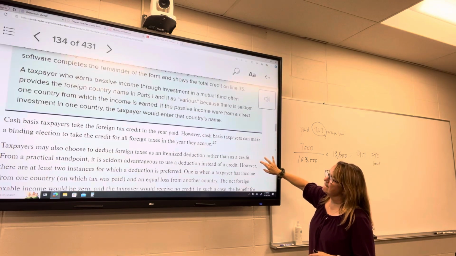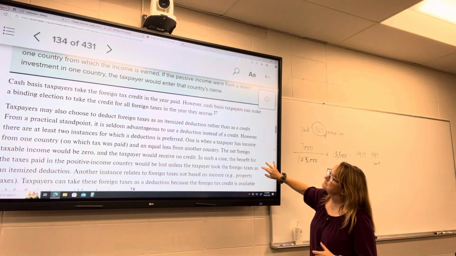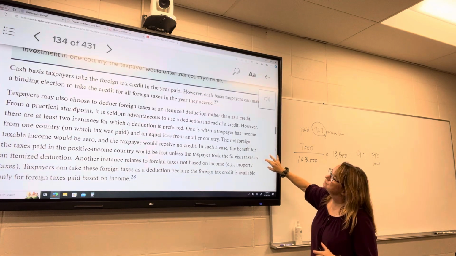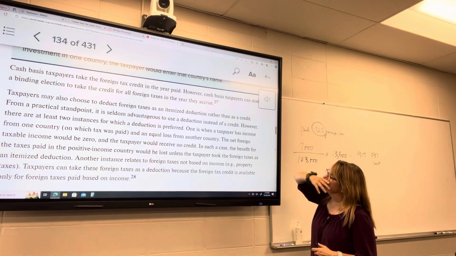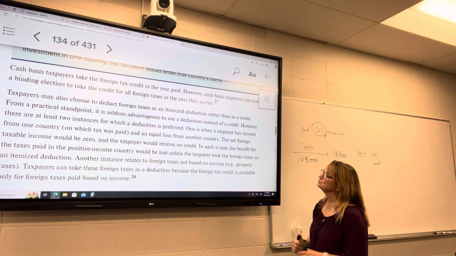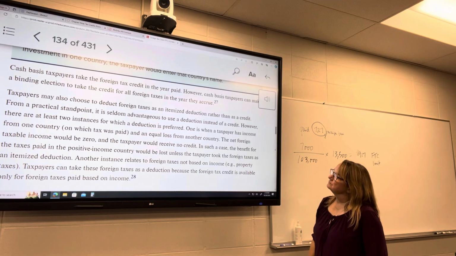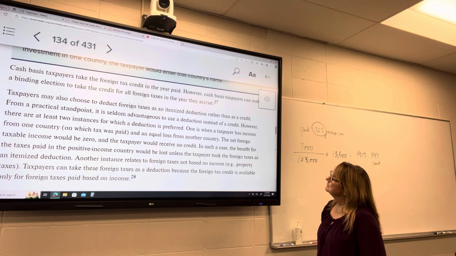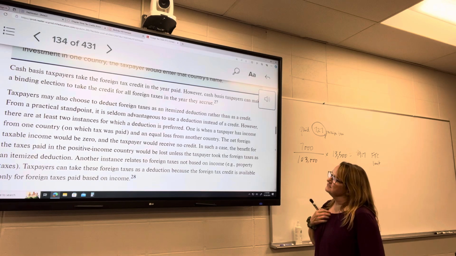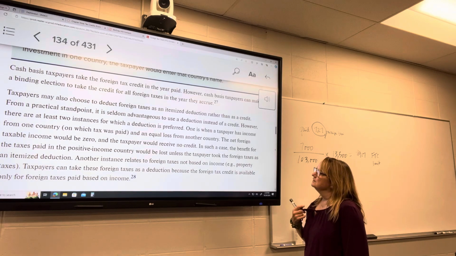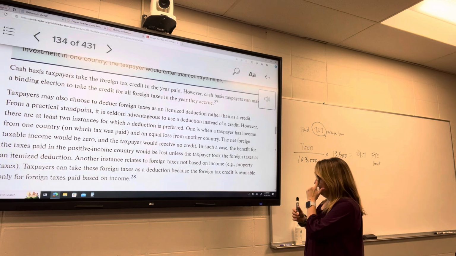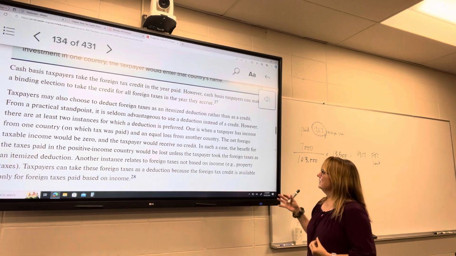Let's see. Yeah, they talk about here, you can take it as an itemized deduction instead of a credit. However, it's usually better to take it as a credit. There are a couple of instances where it might be better. The taxpayer has income from one country on which tax was paid and an equal loss from another country. The net foreign taxable income would be 0. The taxpayer would receive no credit. That would be one instance.